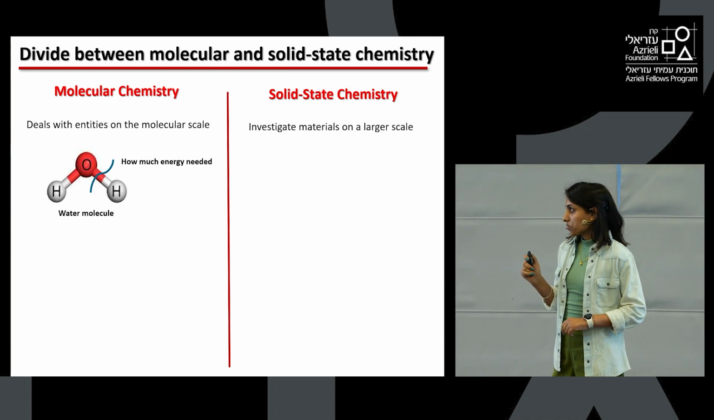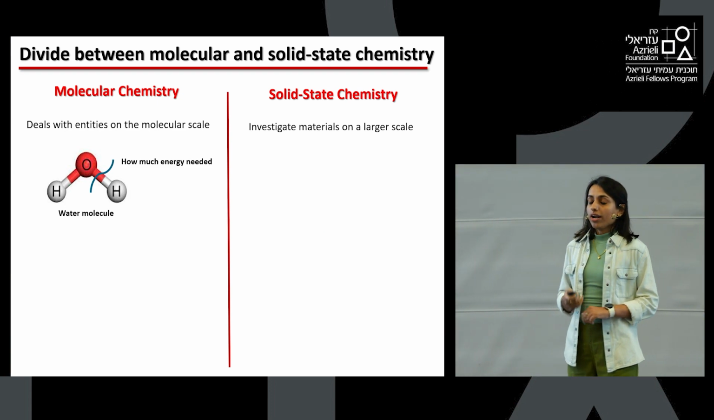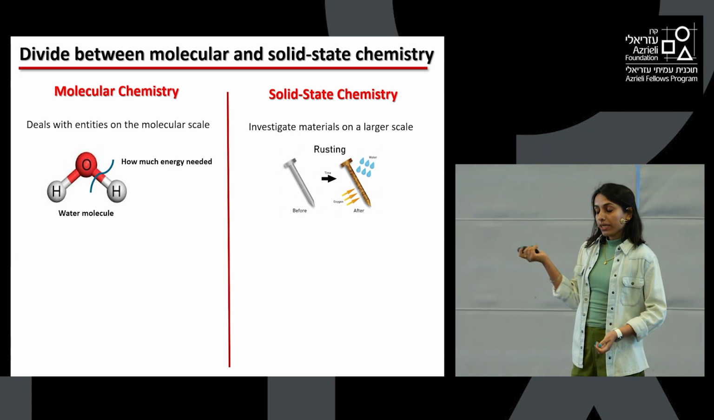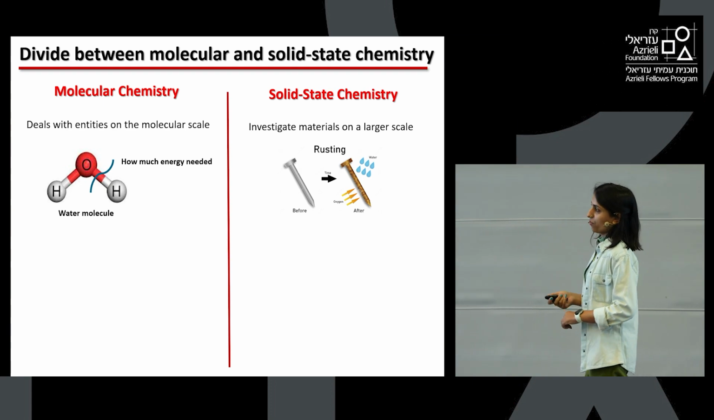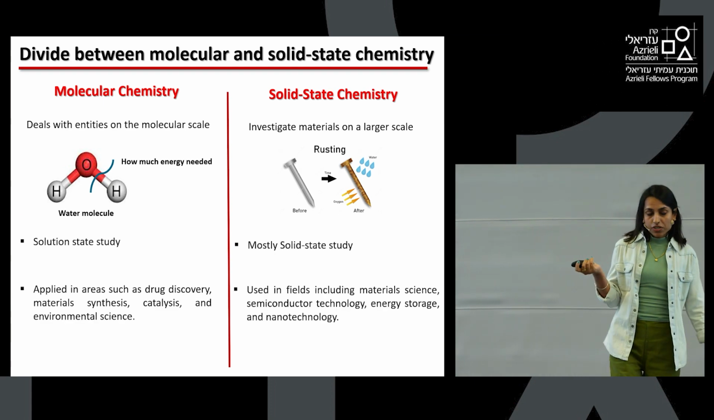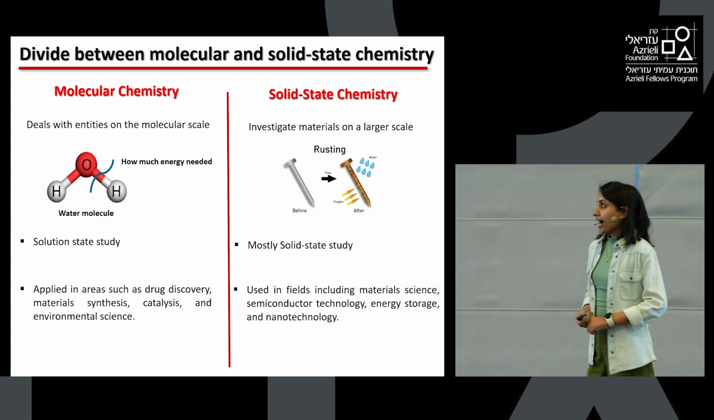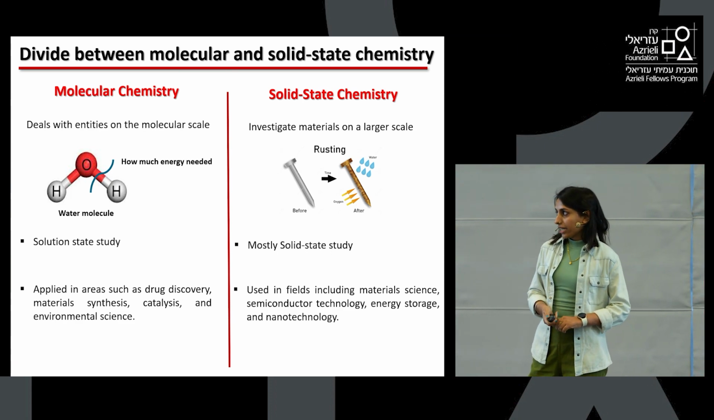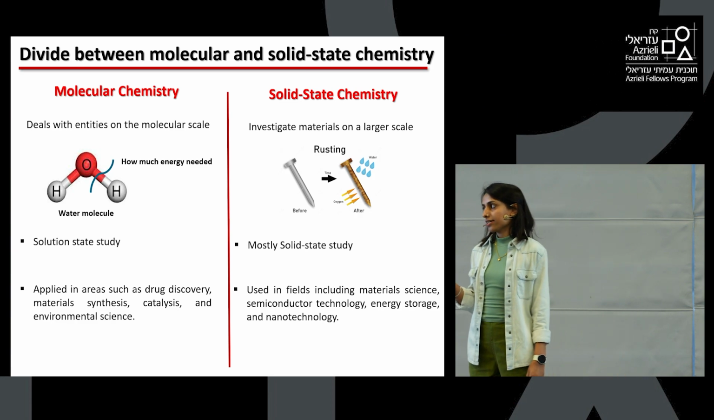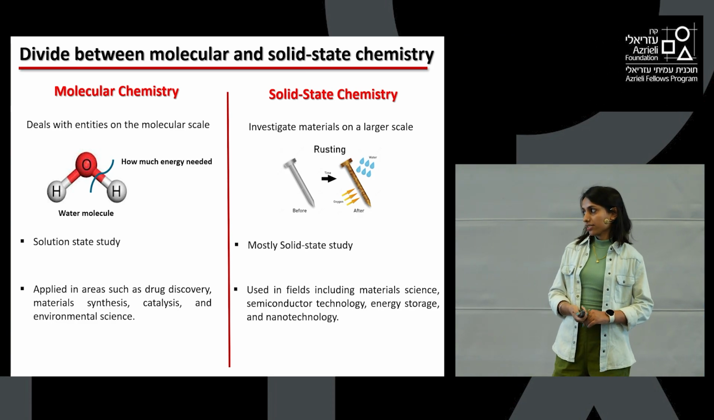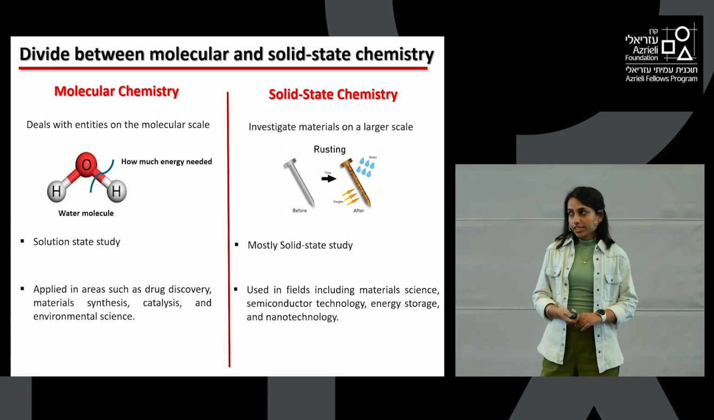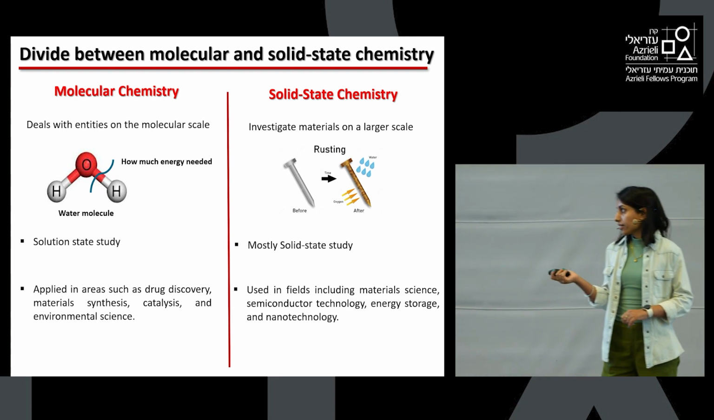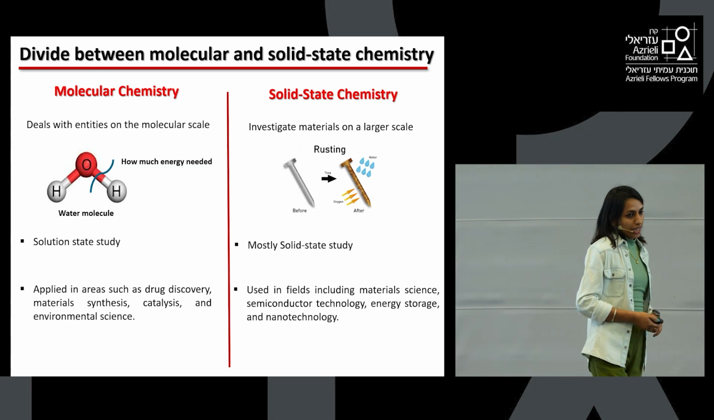Let's go to solid state chemistry. It investigates materials on a larger scale. Suppose the rusting of iron, which we can see with our eyes, will be studied under solid state chemistry. Also, molecular chemistry is mostly a solution state study, and solid state chemistry is mostly a solid state study. In terms of applications, molecular chemistry is applied in areas such as drug discovery, material synthesis, catalysis, and environmental science, whereas solid state chemistry is used in fields including material science, semiconductor technology, energy storage, and nanotechnology.